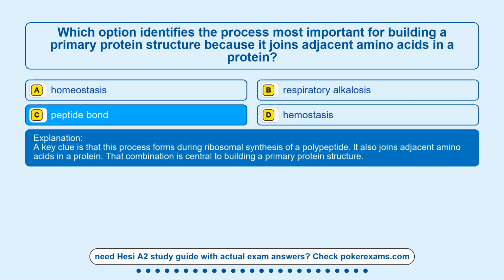A key clue is that this process forms during ribosomal synthesis of a polypeptide. It also joins adjacent amino acids in a protein. That combination is central to building a primary protein structure.